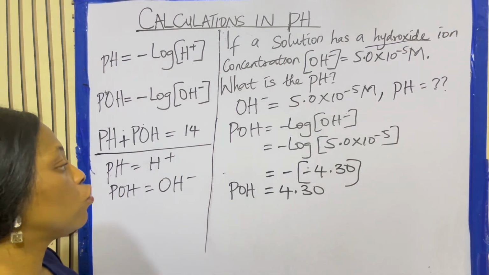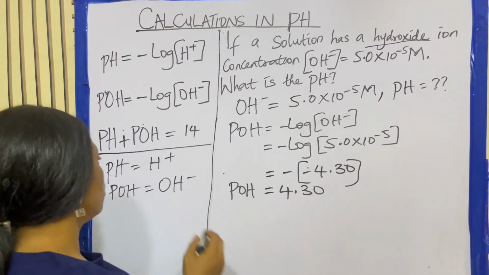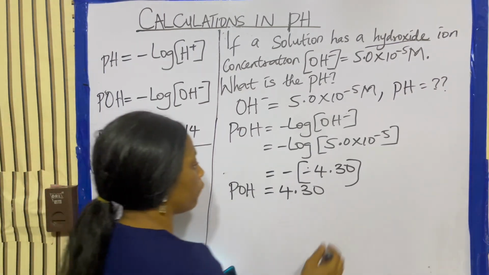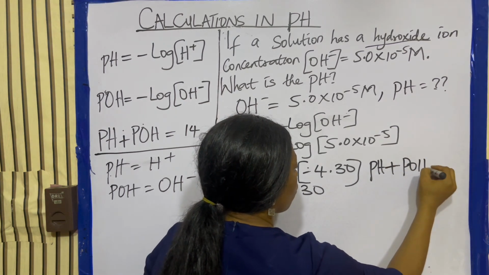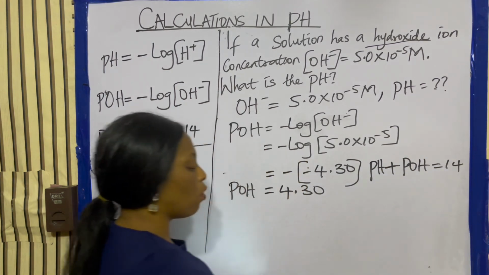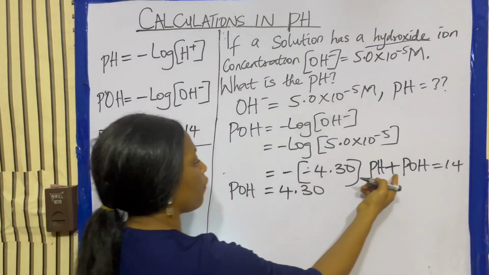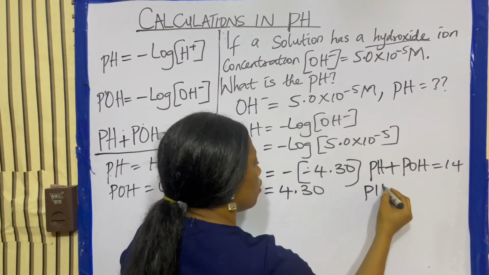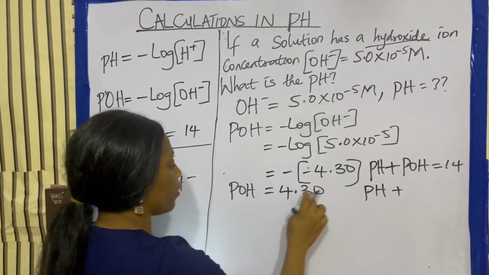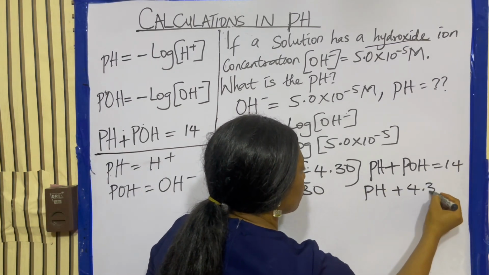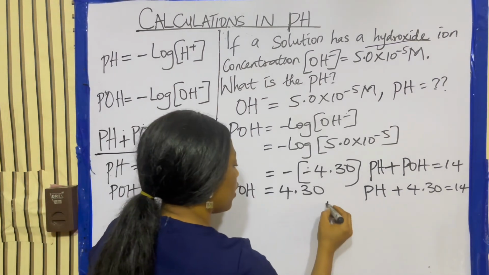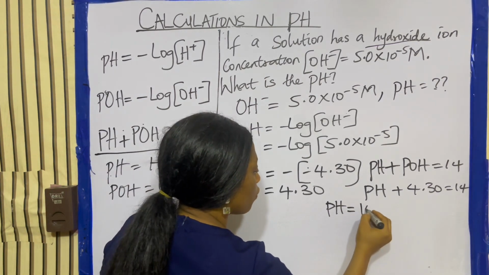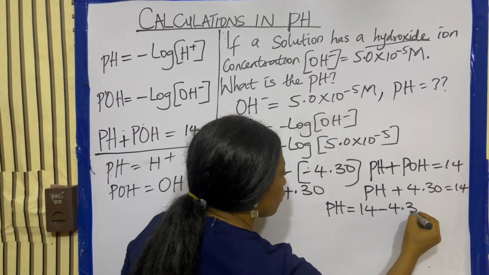But the question says we should find the what? The pH. So we are going to adopt the second formula. pH plus pOH is equal to what? 14. We already have our pOH, and we're looking for pH. So pH plus 4.30 is equal to 14. Are we together? So pH is equal to 14 minus 4.30.